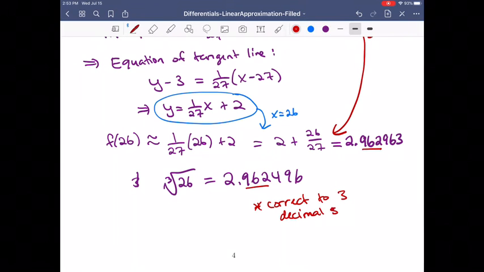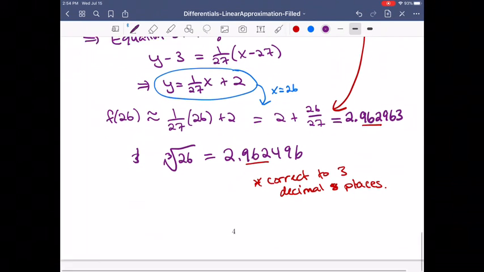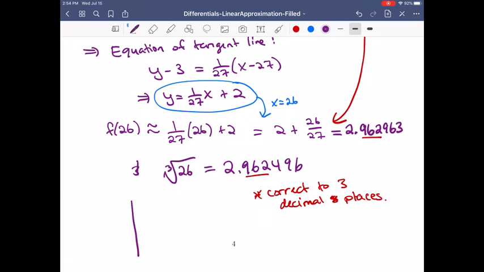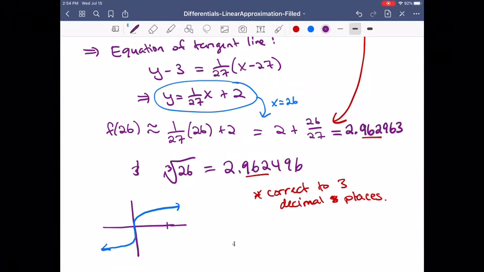Now this doesn't always work. Our delta x of 1 is actually quite large. Normally we want things that are closer together. But for this function, it turns out there's not that much difference. It's because of what the function looks like. The cube root function looks like this. So when you're out here at 26 or 27, the curve is pretty flat. So the tangent line is going to be very similar to the curve.